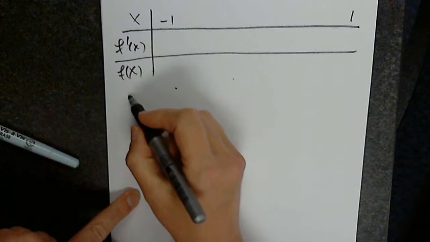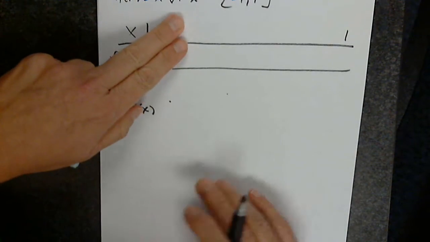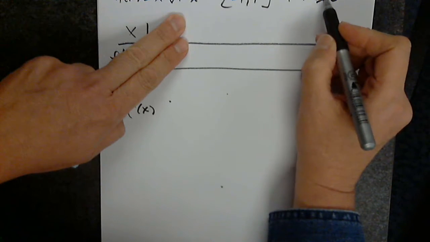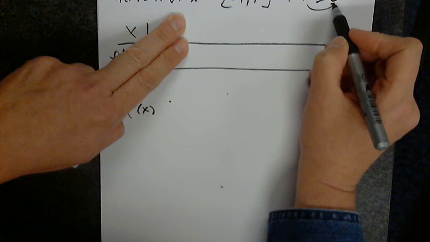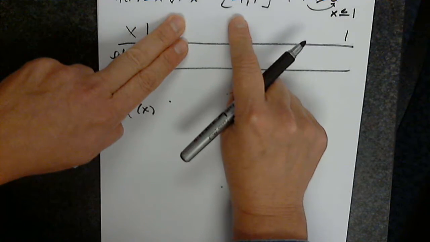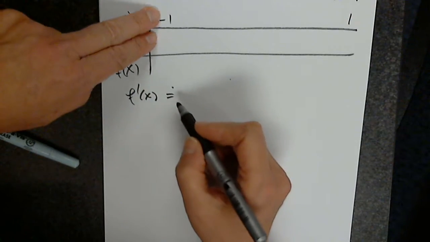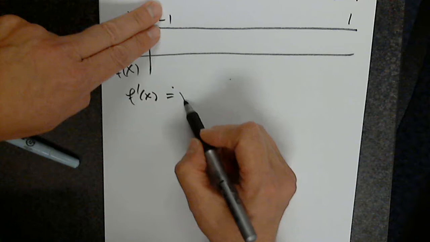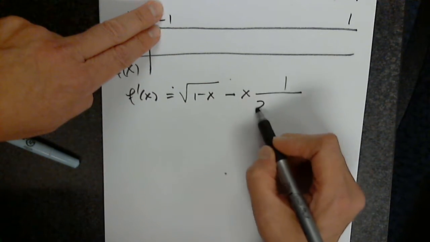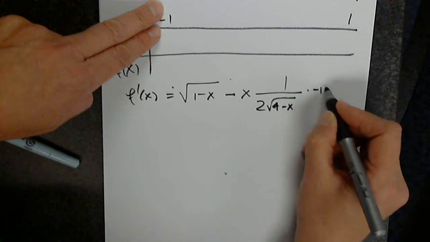So I need to find f prime of x. First of all, I look at 1 minus x, and I know that 1 minus x has to be greater than or equal to 0. I move negative x, so x has to be less than or equal to 1, which is okay. Just checking. So then f prime is first function prime, 1, times the square root of 1 minus x, minus x times 1 over 2 the square root of 1 minus x, times negative 1.